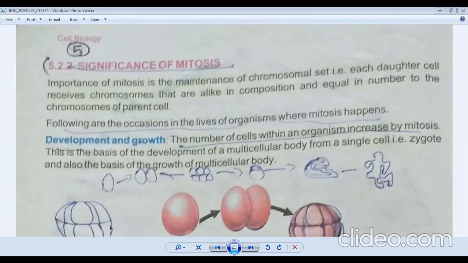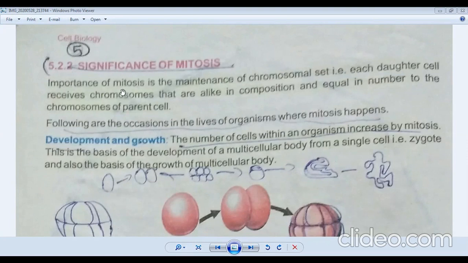Today, our topic is the significance of mitosis. Significance means importance. So why is mitosis important? Look at your page. Importance of mitosis.